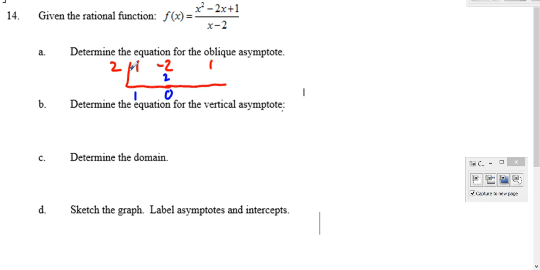That's 0. That's 0. We get a remainder of 1, but the entire idea of getting the oblique asymptote, none of that involves actually using the remainder. It's the rest of it. So the oblique asymptote is y equals, this is 1x plus 0. So it's just x, y equals x.